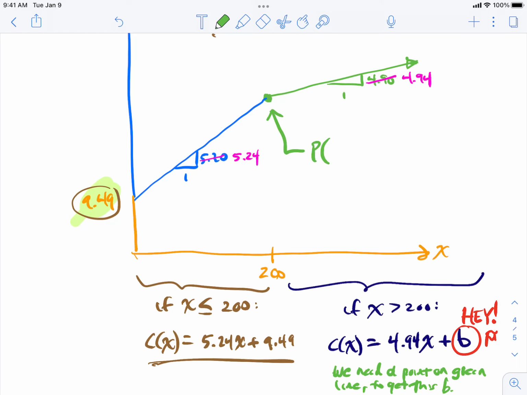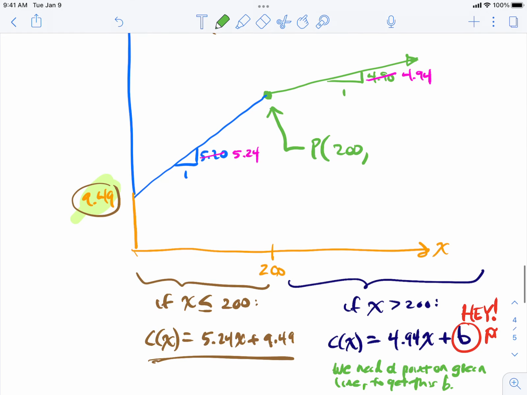It's also on the blue line, but who cares? It's on the green line. That's what matters. That's a point on the green line. What's its x-coordinate? Right there. Its x-coordinate is 200. What's its y-coordinate? Wouldn't we like to know? Well, I'll tell you what.